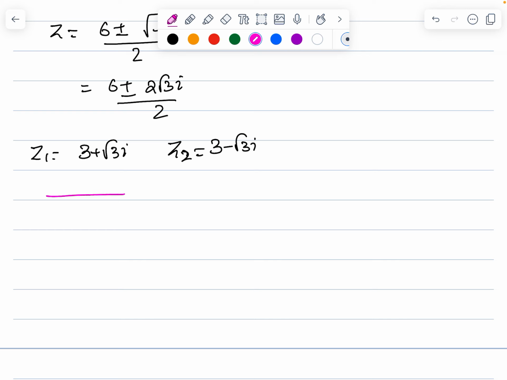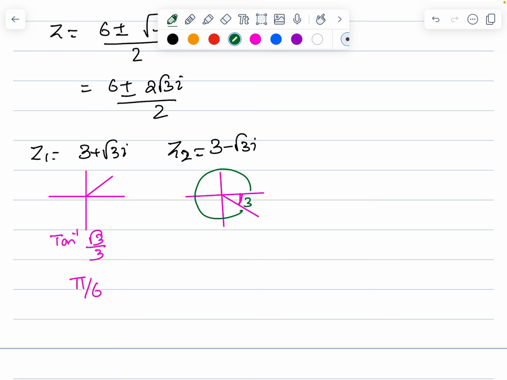Now for this, it is in the first quadrant, so it becomes tan inverse of root 3 by 3, which is 30 degrees, pi by 6. For this one, it is over here, so the angle is going to be this entire thing. This is 30 degrees, so it is going to be 330 degrees. Tan inverse of negative root 3 by 3, which is 330. 330 means 11 pi by 6.